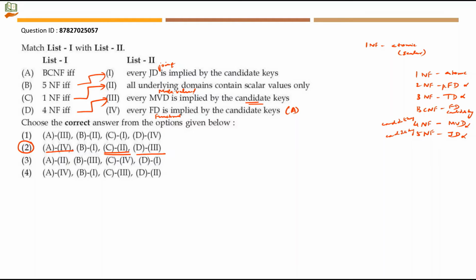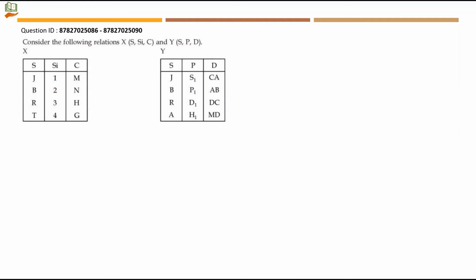So option 2 will be the right answer. Next question. We will be having consecutive 5 questions based on these two relations. So we have two relations X and Y. In X we have 3 fields S, Si and C. In Y we have 3 fields S, P and D. From this we can say these two fields are same.